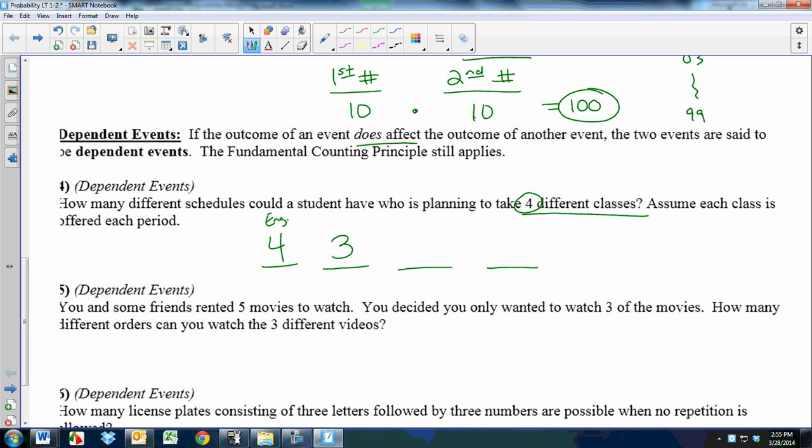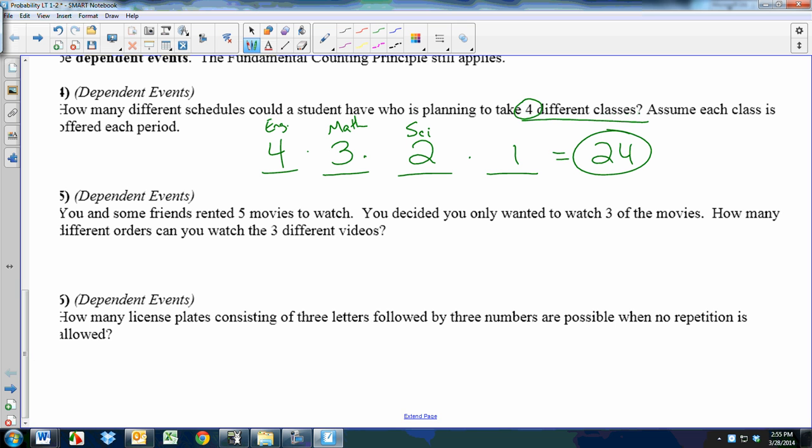And you now only have 3 choices left to make for your second class. So if you then choose math, you have only science and social studies left. And then when you pick science, you only have social studies left. So dependent events affect the next decision. So this gives you what? 12 times 2 gives you 24 classes.